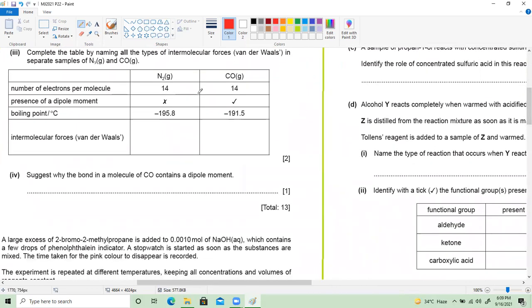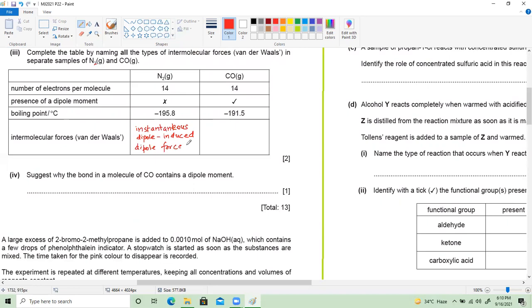Okay. The third part is: complete the table by naming all the types of intermolecular forces, van der Waals, in separate samples of nitrogen and carbon monoxide. Now, where will van der Waals forces be present? We have to mention all types of van der Waals. So in nitrogen there will be temporary dipole forces, instantaneous dipole, induced dipole, ID forces, or van der Waals forces.